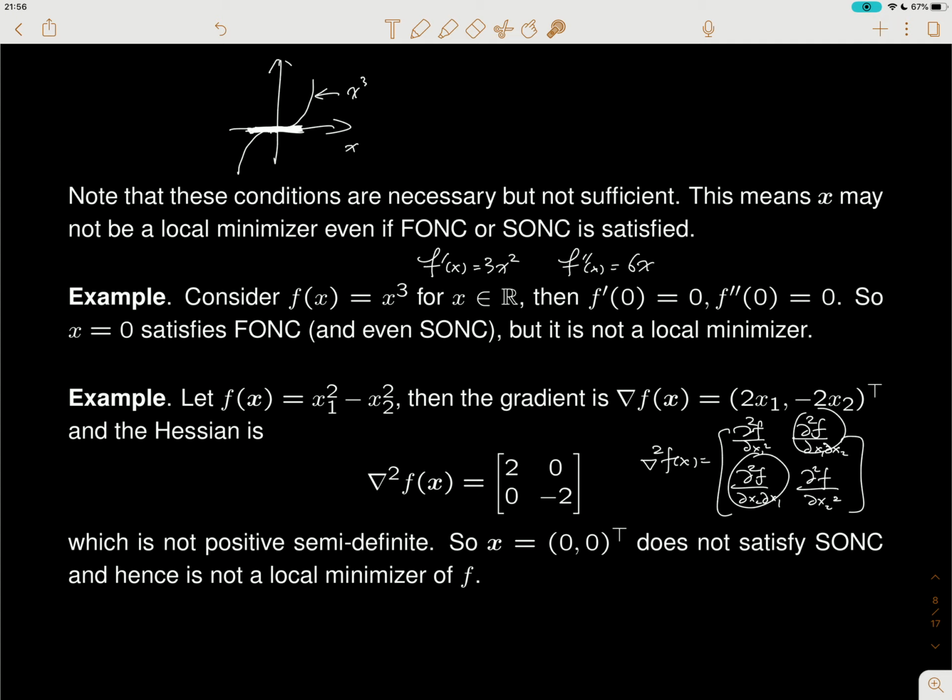Now let's check that if we take the gradient and set this to 0, you do have x1 and x2 equal to 0, and this satisfies the first order necessary condition. But when you check the second order necessary condition, you get this Hessian matrix, and it's not positive semi-definite, so it does not satisfy the second order necessary condition. From this you can conclude that although you can use this theorem to solve for the local critical point, this critical point, which is 0, 0, is not really a local minimizer.